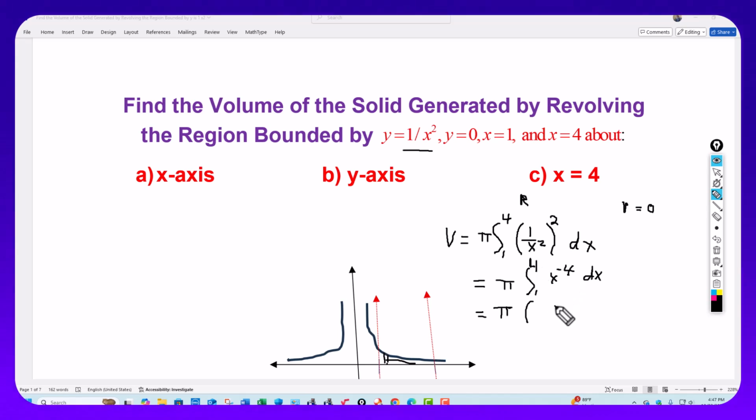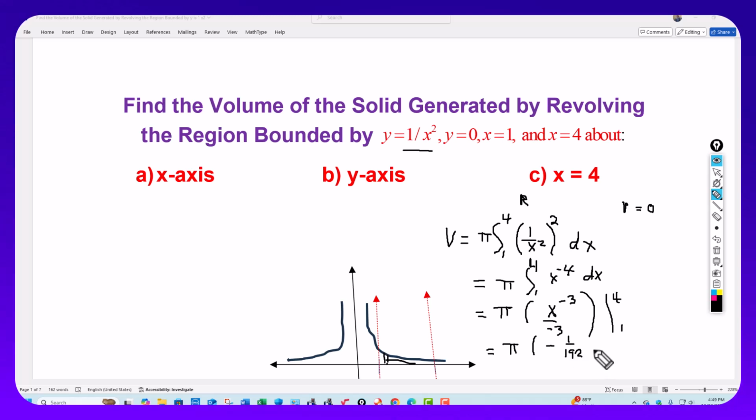So add 1 there, we get x to the negative 3, and divide by negative 3. And then limits of integration go from 1 to 4. And we plug in the 4 here. That's 4 to the negative 3. Bring it downstairs. That's 4 to the 3rd, which is 64. So this will give us negative 1 over 192. Again, put a 4 here. Take it downstairs. That'd be 4 to the 3rd is 64 times the negative 3 here. And you have a 1 up there, so it'll be minus 1 over 192.